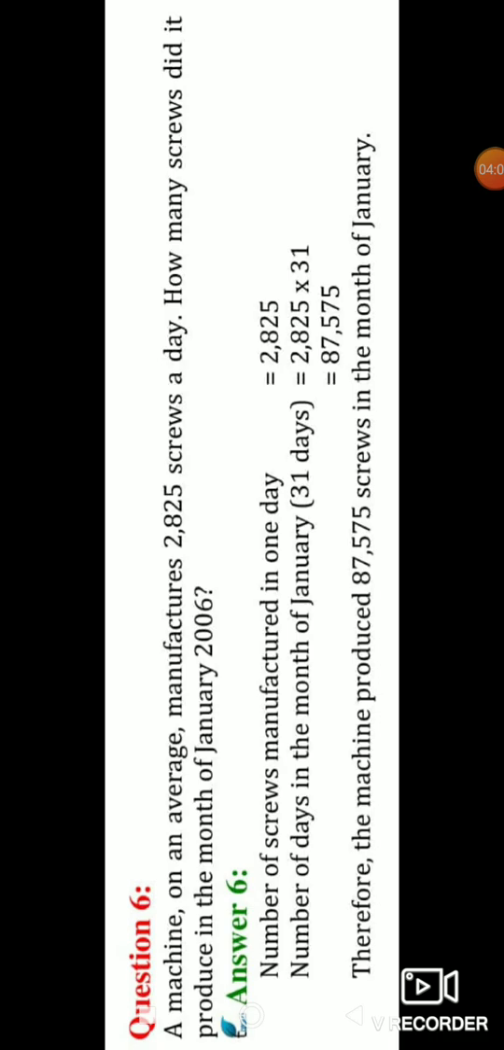Here the total number of screws manufactured in the month of January 2006 is 87,575. In this way, you multiply the number of screws manufactured in one day with the number of days in the month of January, that is 31 days. Then you will get that the machine produced 87,575 screws in the month of January 2006. Next problem.